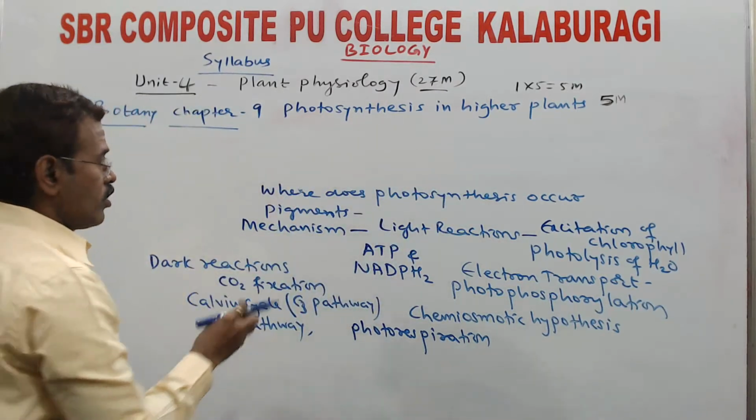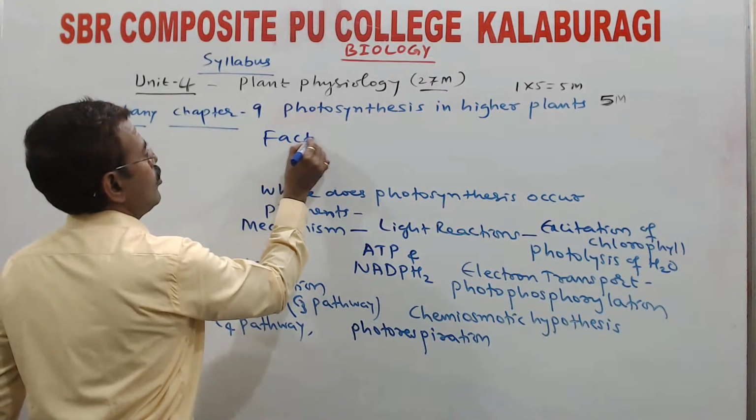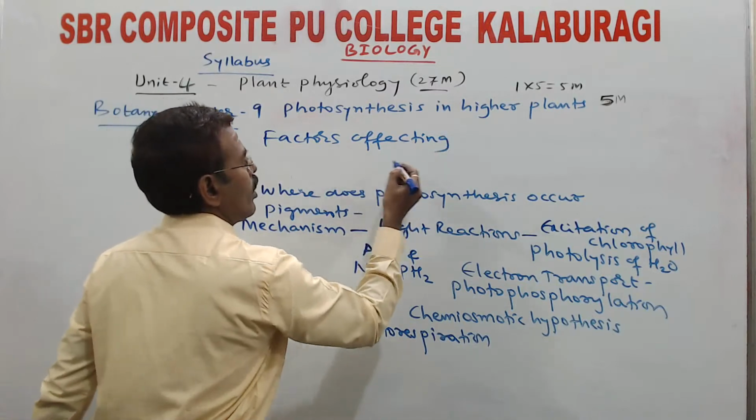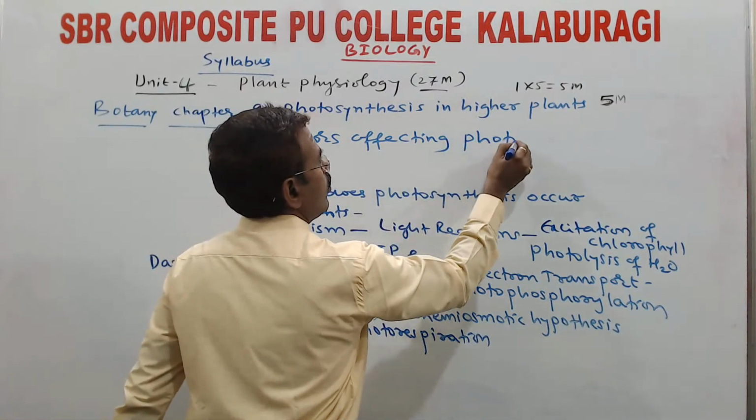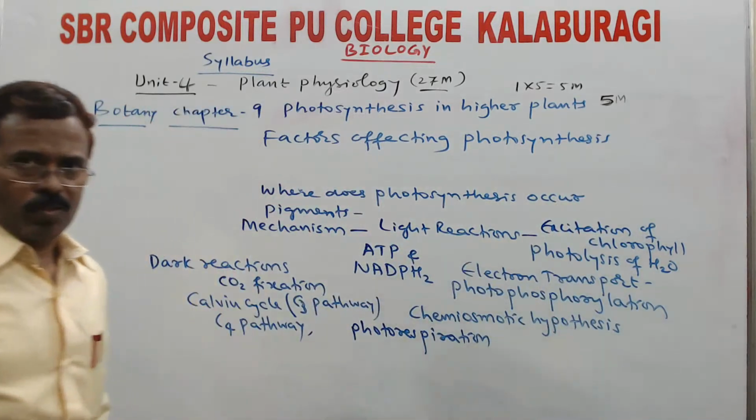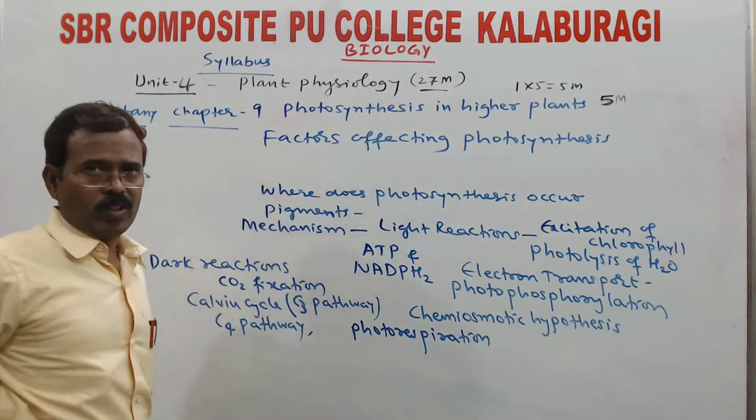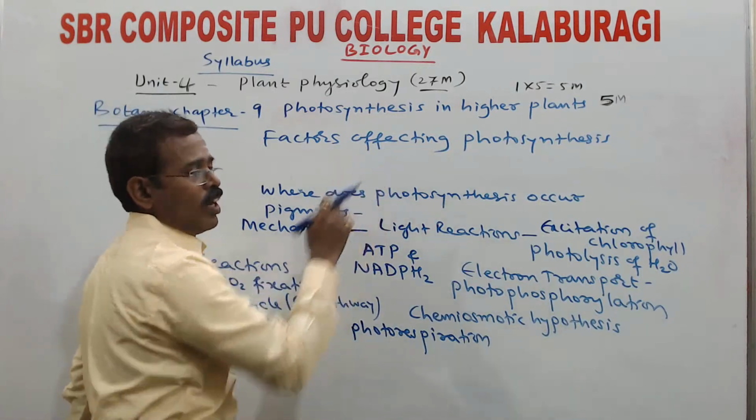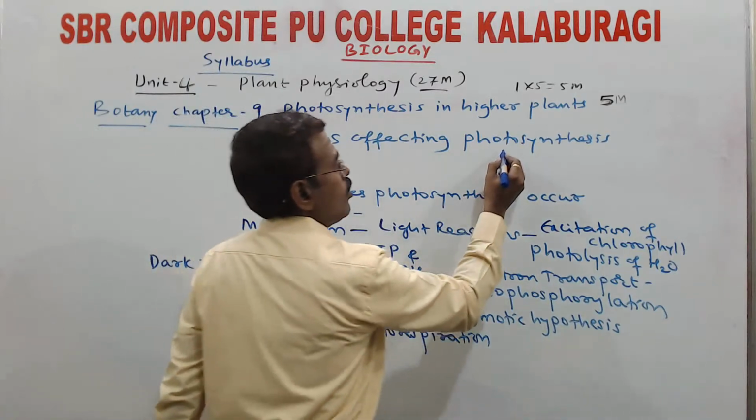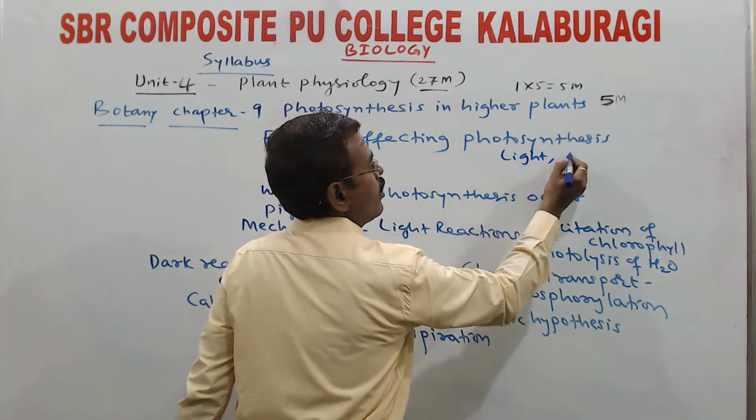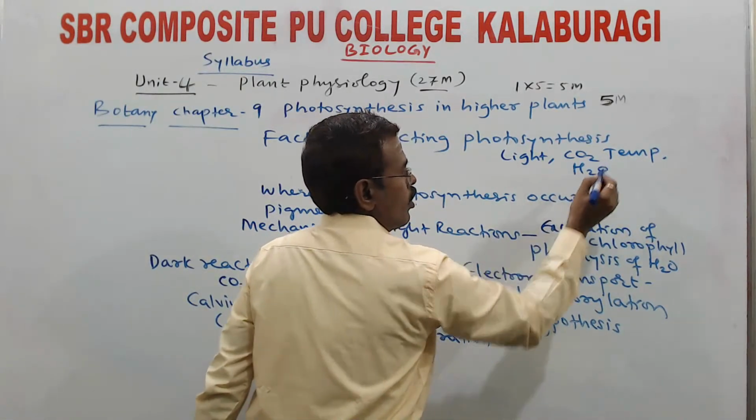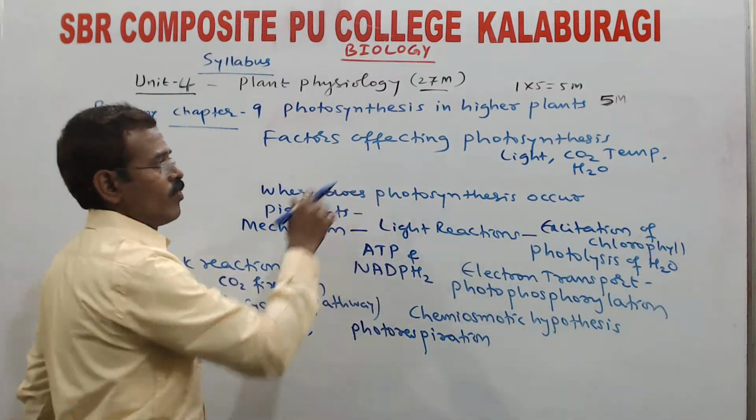Then the last part of this chapter, factors affecting photosynthesis. Here, law of limiting factor we will learn. Which are the factors which affect photosynthesis? It can be light, it can be carbon dioxide, temperature, water. These are all external factors which affect photosynthesis.